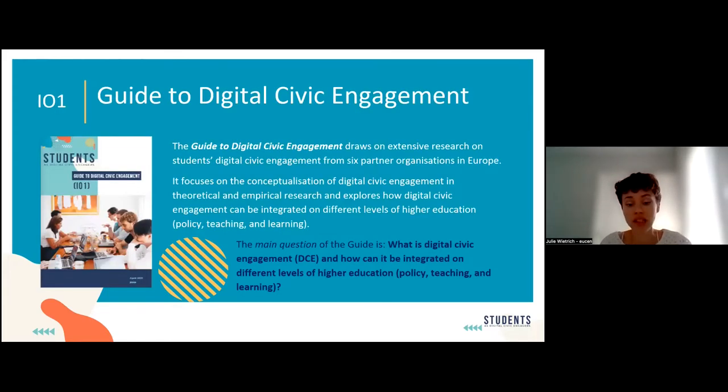The first one is a guide to digital civic engagement. The guide draws on extensive research on student digital civic engagement from the six partner organizations. It focuses on the conceptualization of digital civic engagement in theoretical and empirical research and explores how digital civic engagement can be integrated at different levels of higher education, at policy level, but also at teaching level and learning level.